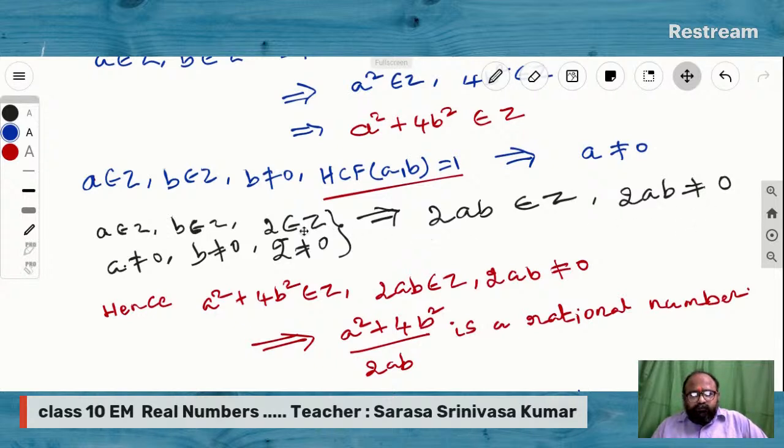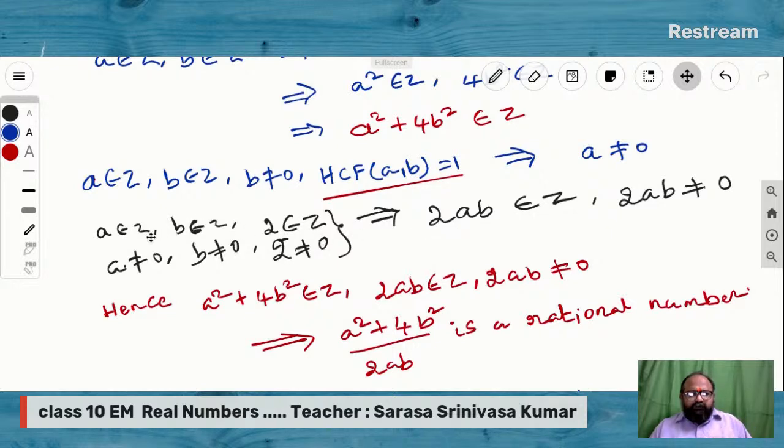To prove this, we consider a is an integer, a not equal to 0. b is an integer and b not equal to 0. 2 is an integer, 2 not equal to 0. By considering all this, it implies that the product of non-zero integers is again a non-zero integer.